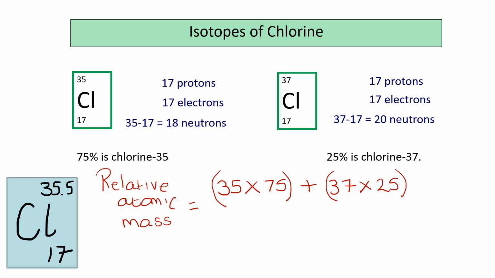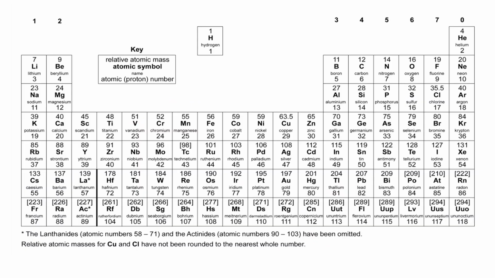And we can then divide that by 100, put that in our calculator, and we will find we get the answer of 35.5, which is exactly the same number as what we find on the periodic table, which we can see here.